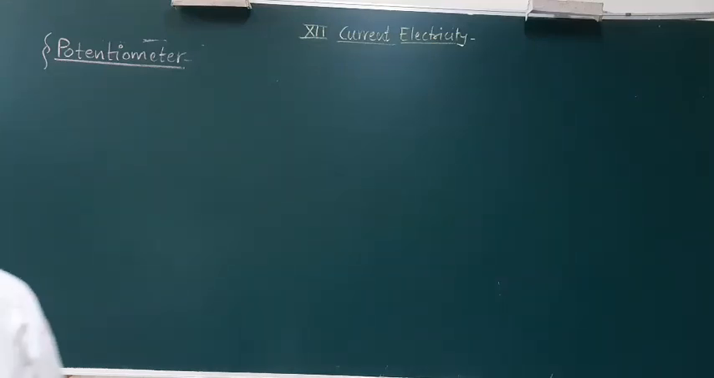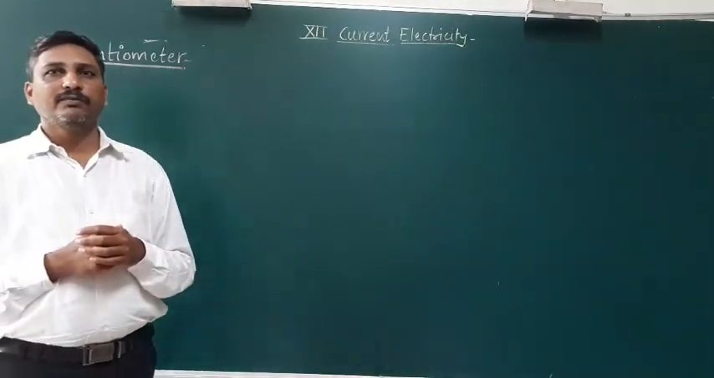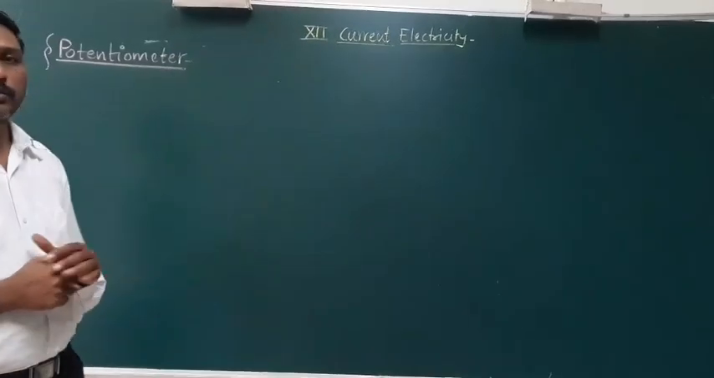Hello friends, in the chapter current electricity, we studied the device meter bridge, which is based on the Wheatstone's balancing condition R1 by R2 equals R3 by R4. Today we study one more device, that is a potentiometer.